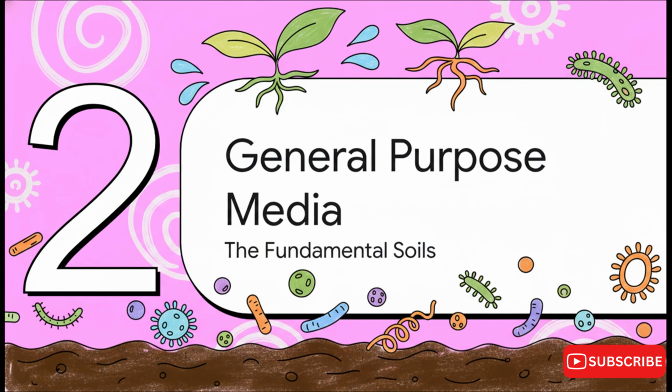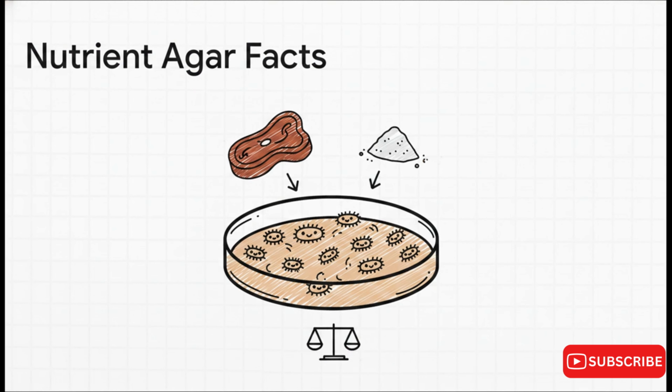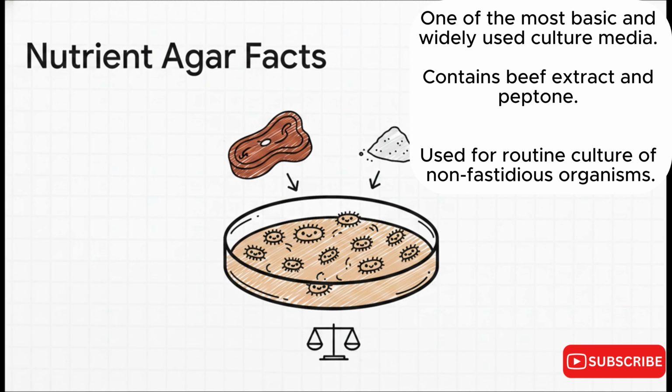Moving on to Section 2, General Purpose Media. We're going to begin with nutrient agar. This is really one of the most basic and widely used foundational mediums you'll find in any lab. It contains simple but super hardy ingredients like beef extract and peptone, which makes it absolutely perfect for the routine culture of non-fastidious organisms. And non-fastidious is just a polite scientific way of saying they aren't picky eaters. They're quite easy to grow. It sits right at a beautifully balanced neutral pH of 7.4.